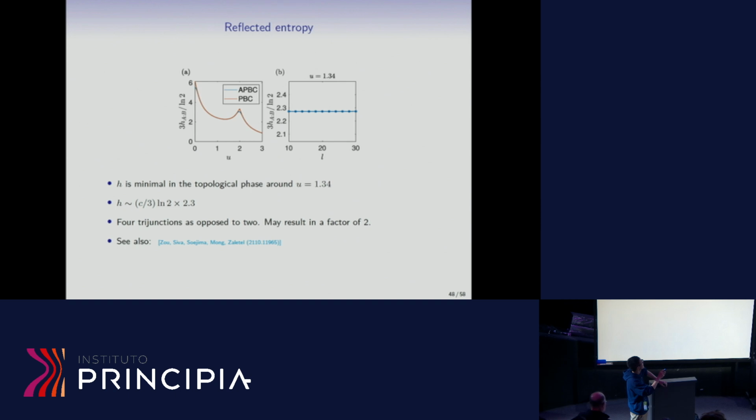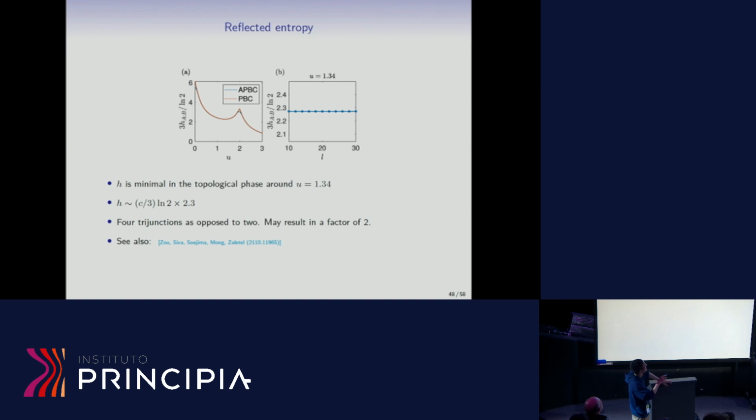So if you plot H in this unit of log 2 and 3, C is 1. So this is properly normalized to 1. So you don't see a step, but it just changes continuously. And then there's an enhancement at the critical point. But let me first focus on the gapped phase.